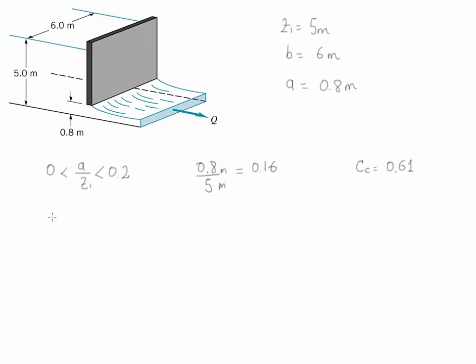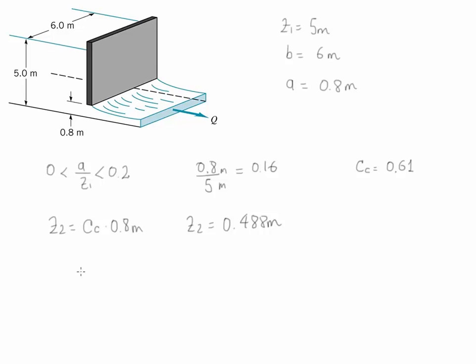With that information, we could find out the actual value of Z2. So we know that the value of Z2 is going to be equal to the coefficient for the vena contracta times the elevation that we have for the hole. So we could find that the value of Z2 is equal to 0.488 meters.